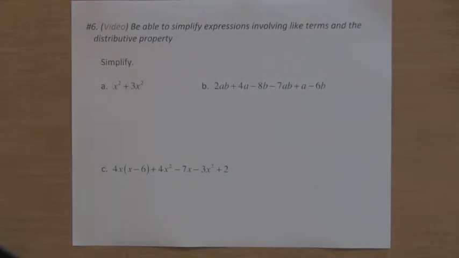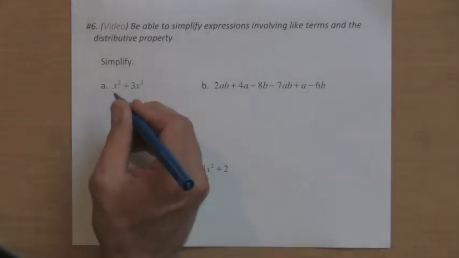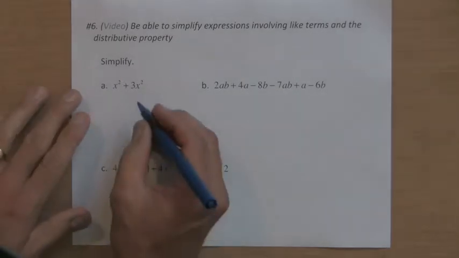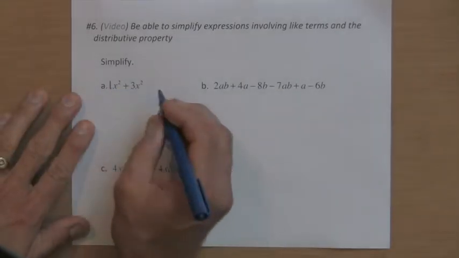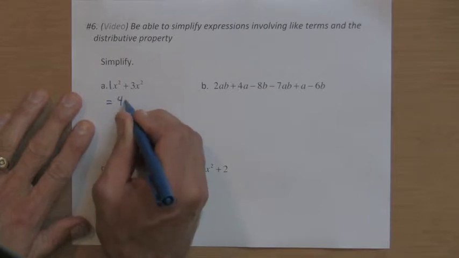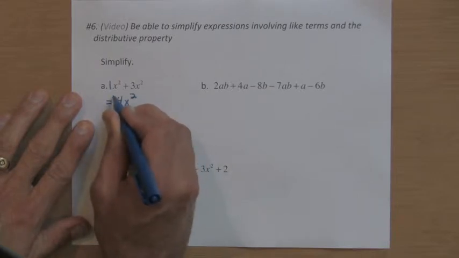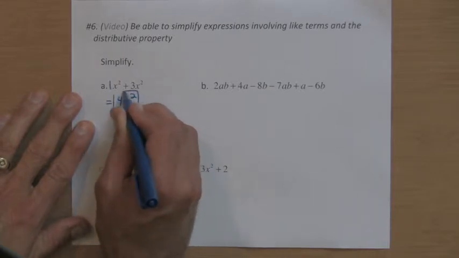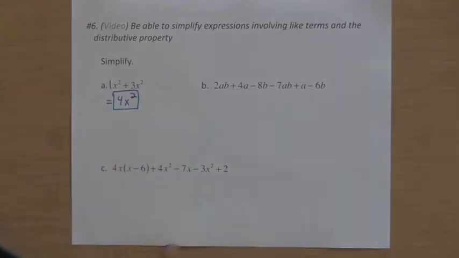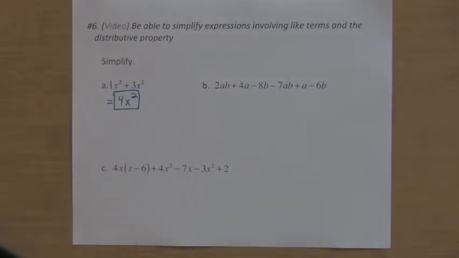X squareds are like terms, so if you have x squared, which is like having 1x squared, plus 3 more, remember this is like having 1, so 1x squared plus 3x squared gives you 4x squareds. When you're adding things together, you just get more or less of them. They don't change shape or symbol, so the x squareds keep as x squared, so there's just 4 of them.